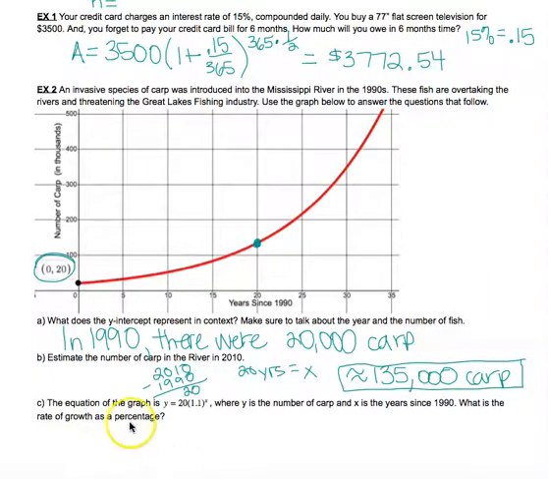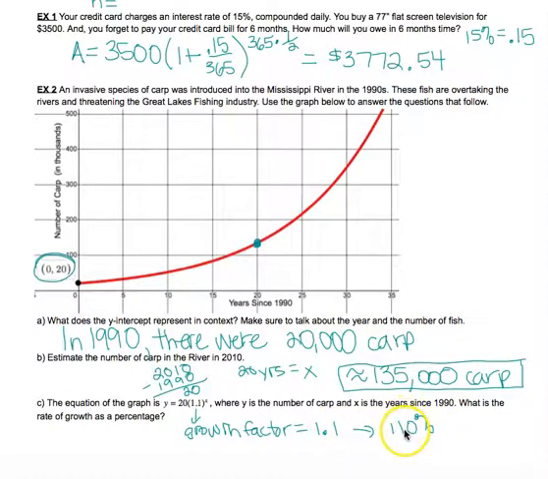All right. Last one here, the equation of the graph is y equals 20 times 1.1 to the x, where y is the number of carp and x is the years since 1990. What is the rate of growth as a percentage? So, the way that we find this is by looking at the growth factor. So, you should know from our previous lessons that the b value is your growth factor. So, because that is 1.1, what that means is that we have 110% of what we started with, because 1.1 as a percentage is 110%.